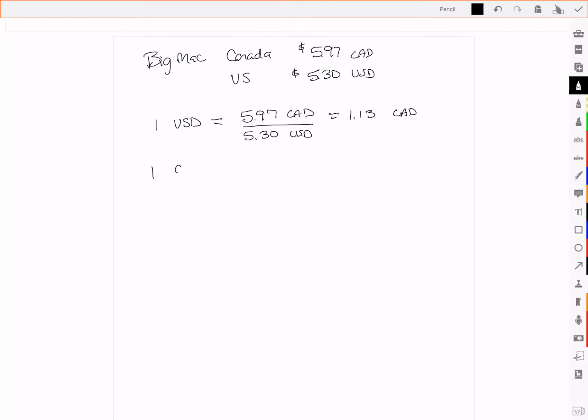We can go the other direction. $1 Canadian should get you, so we put US dollars on the top, Canadian dollars on the bottom, and let's take our $5.30 and divide it by $5.97, and we get 0.8877, so 0.89 US dollars. Now let's look at what the exchange rate is. Okay, so based on the Big Mac, this is what the exchange rate should be, and we can compare it to what it actually is.